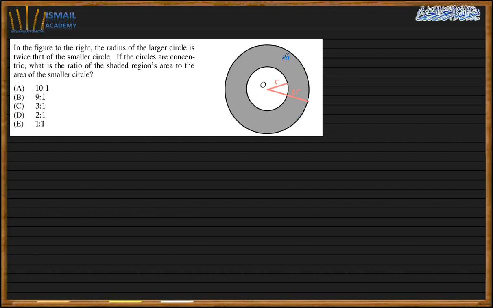The shaded region is the outer minus the inner. So the area of the outer minus the area of the inner. So the area of the outer is pi (2r) squared minus pi r squared. So this is 4 pi r squared minus pi r squared.